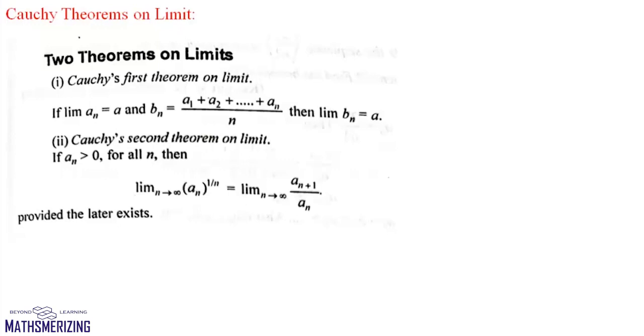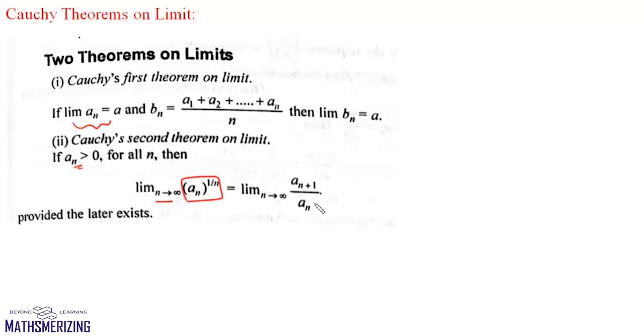Now there are two very important and simple theorems in limits, which are Cauchy theorems on limits. The first theorem says, if limit a_n equals a and b_n is the average of all these a_i's, then limit of b_n is the same as limit of a_n. And the second theorem says, if a_n is a positive number for all n, then limit n tends to infinity a_n to the power 1 by n will be the same as limit n tends to infinity a_(n+1) upon a_n. Now we generally use these theorems to simplify problems in limits.